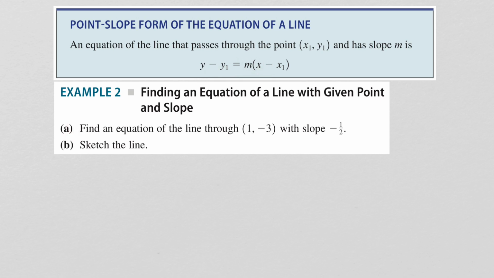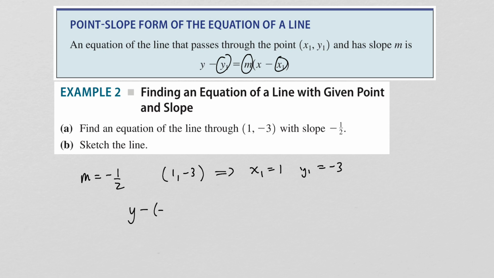So in example A here, we have find an equation of the line through the point 1, negative 3 with a slope of negative 1/2. So you can think of m equals negative 1/2, and then the point 1, negative 3 is the same thing as saying x1 is equal to 1 and y1 is equal to negative 3. And then we're just going to plug those quantities into this equation. So that gives us y minus negative 3 is equal to negative 1/2 times x minus 1.